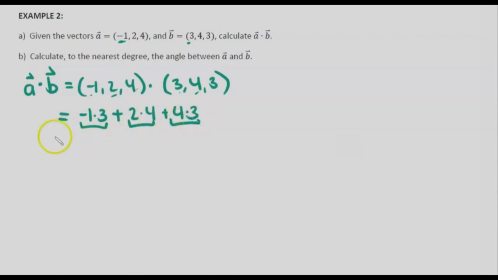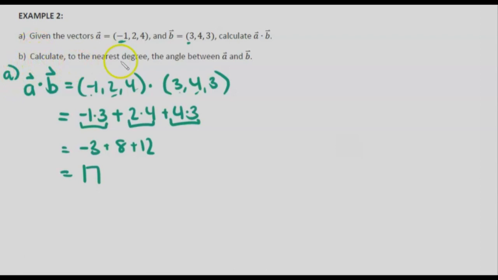So we go ahead and multiply each of these. We have -3 plus 8 plus 12. So -3 plus 8 is 5, plus 12 is 17. Notice that this is a scalar. So two vectors are going to punch out a scalar for the dot product. Okay, so this was A.